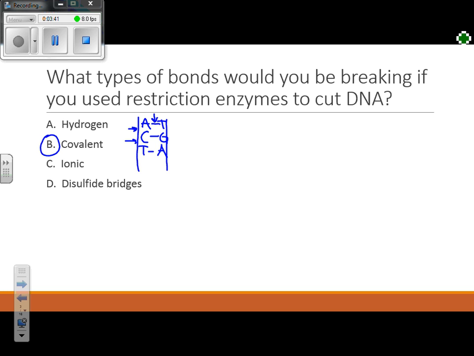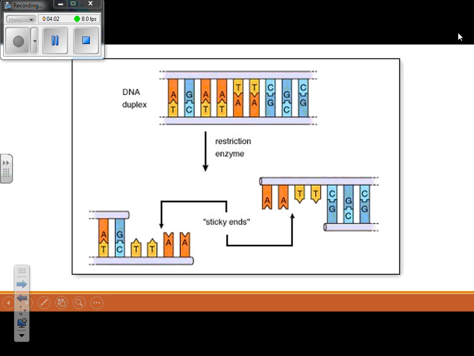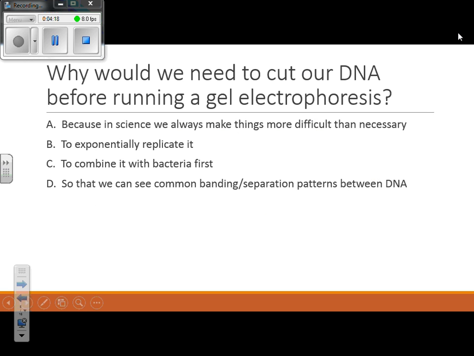But a restriction enzyme would cut between bases. And so you're not cutting these horizontal hydrogen bonds; you're cutting the sides of the ladder, the covalent bonds between the sugar and phosphate backbone. Okay, so here we have an image that walks you through this. What you're actually cutting are these covalent bonds, and then the hydrogen bonds get disrupted as well, but they are not physically cut.